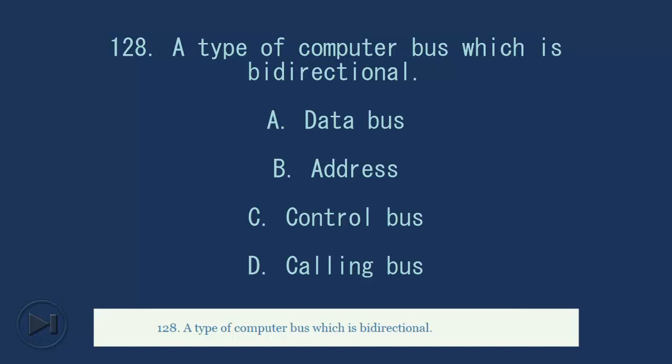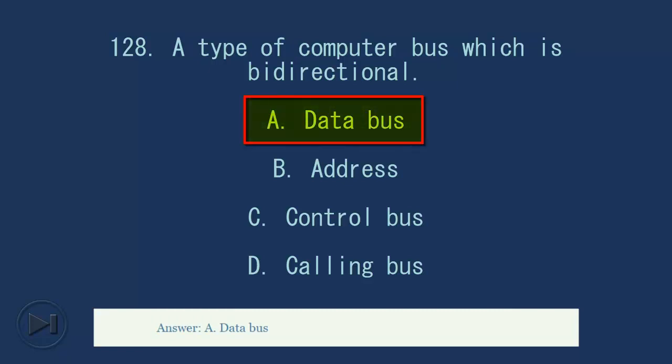128. A type of computer bus which is bidirectional. A. Data bus. B. Address bus. C. Control bus. D. Calling bus. Answer: A. Data bus.